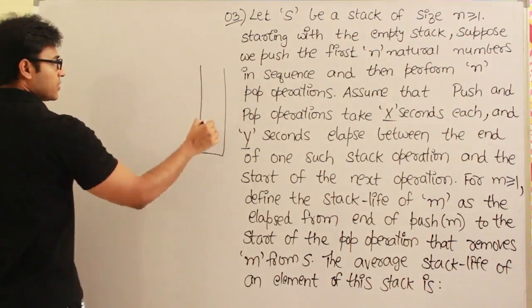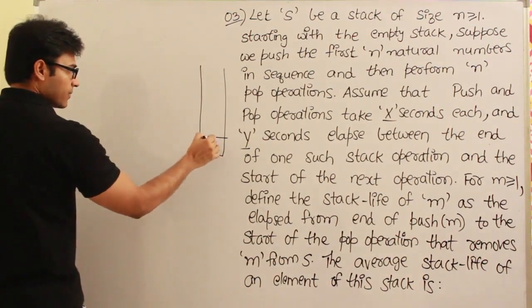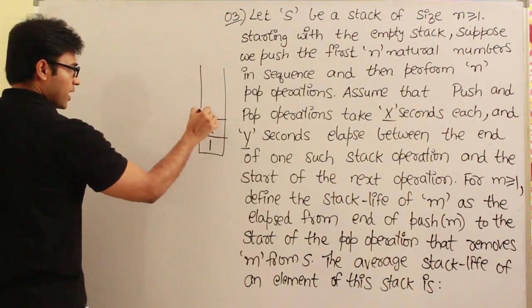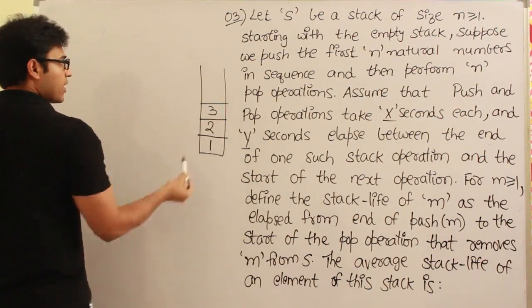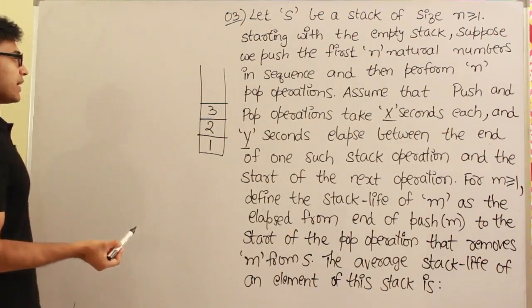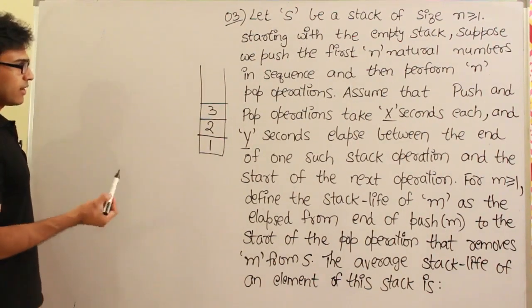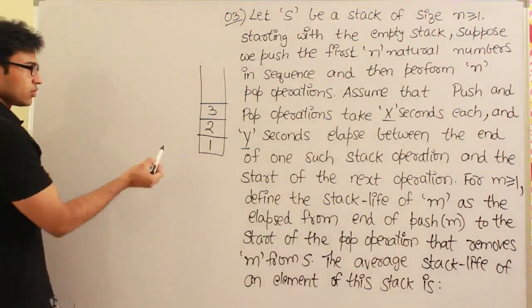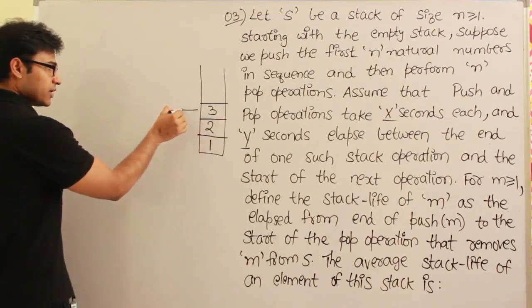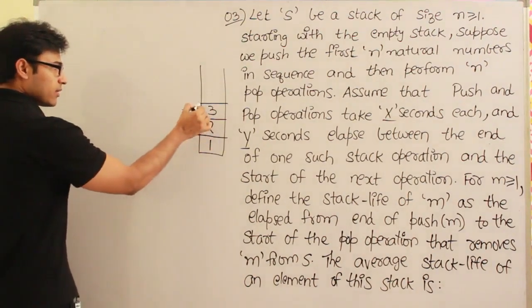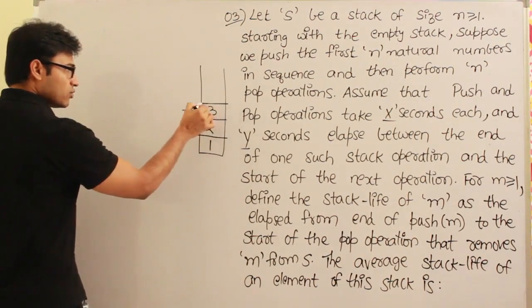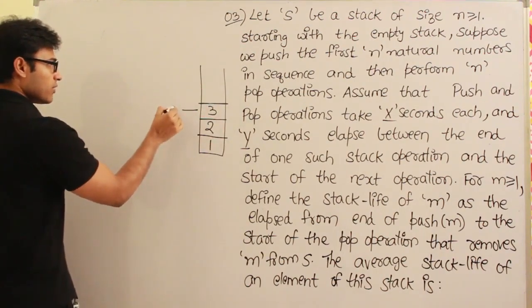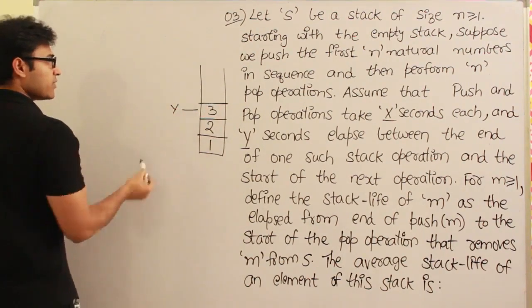Which means I'll push element number 1, and then I'll push element number 2, and then I'll push element number 3. Now I want to find out what is the lifetime of each element, and then I want to find out the average lifetime, right? So what is the lifetime of element number 3? It will be pushed, and then we'll wait for y units, and then it will be popped. Therefore the lifetime of element number 3 is y seconds.